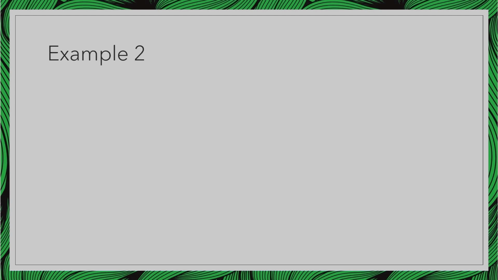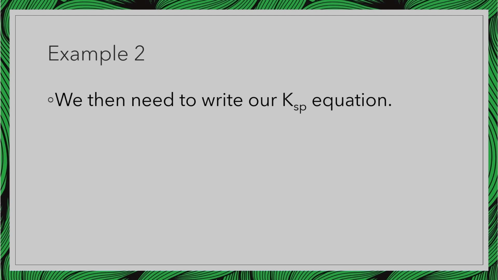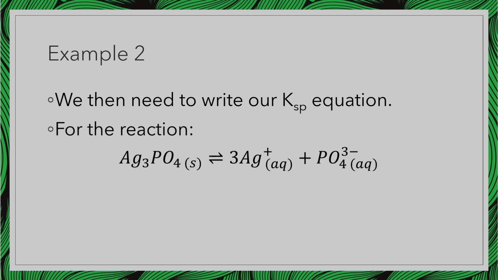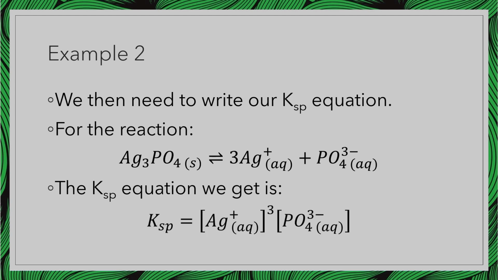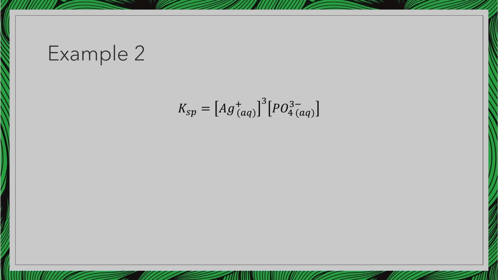Now, we need to do our KSP equation. Now, if we have a look at our formula, so for our reaction, silver phosphate dissociates to 3 silver plus phosphate. We're going to get the KSP equation of silver cubed times phosphate. Now, we have to substitute in our values at equilibrium, which are our x values. So for silver, it's 3x, and for phosphate, it's x.